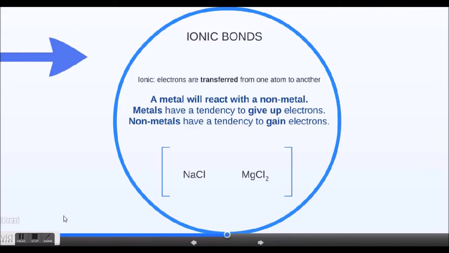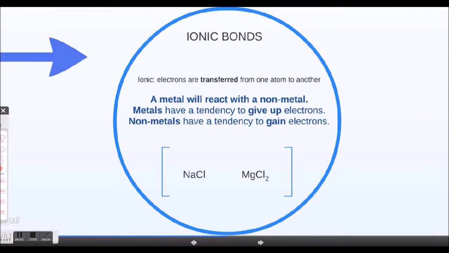You can tell immediately if a compound is ionic or not if you spot a metal and a non-metal. If there's a metal with a non-metal, you have an ionic compound. Metals are the ones with the tendency to give up their electrons because they're closer to having the noble gas configuration state if they give up those electrons. Non-metals, on the other hand, have a tendency to gain electrons.